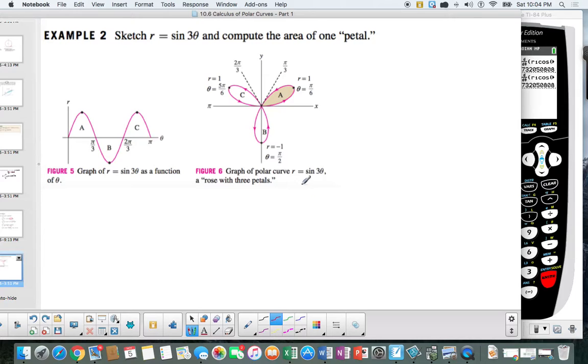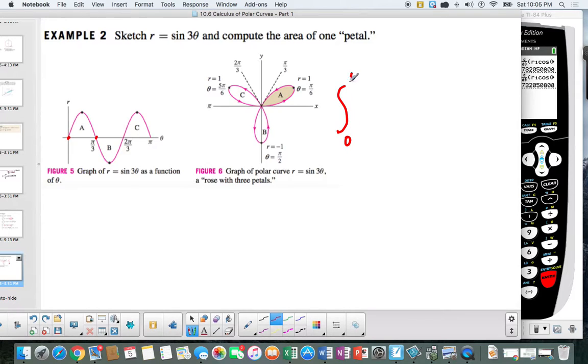Okay, here's the sketch of the rose curve, and we'd like to compute the area of one petal, which requires us to understand in the sine of 3 theta where it comes back to 0, where the curve comes back to the origin. It starts at the origin and comes back at pi thirds. So this is the part that's difficult, setting up the limits of integration.